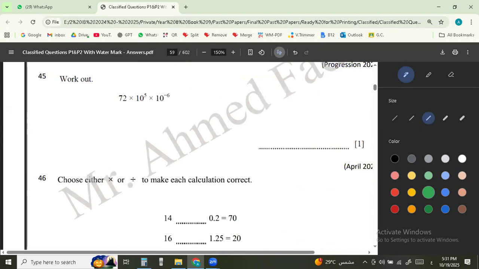Work out this: 72 multiplied by 10 to the power of 5 multiplied by 10 to the power of negative 6. Mister, can I finish these two together first? Yes, definitely. That would be the smart way to handle it. So it is 72 times what? We add the powers. 5 plus negative 6 means 5 minus 6, which is 10 to the power of negative 1. Now it's as if I'm dividing by 10 to the power of 1. It is 7.2. So I finished first the 10 to the power of 5 times 10 to the power of negative 6. It gave me 10 to the power of negative 1.